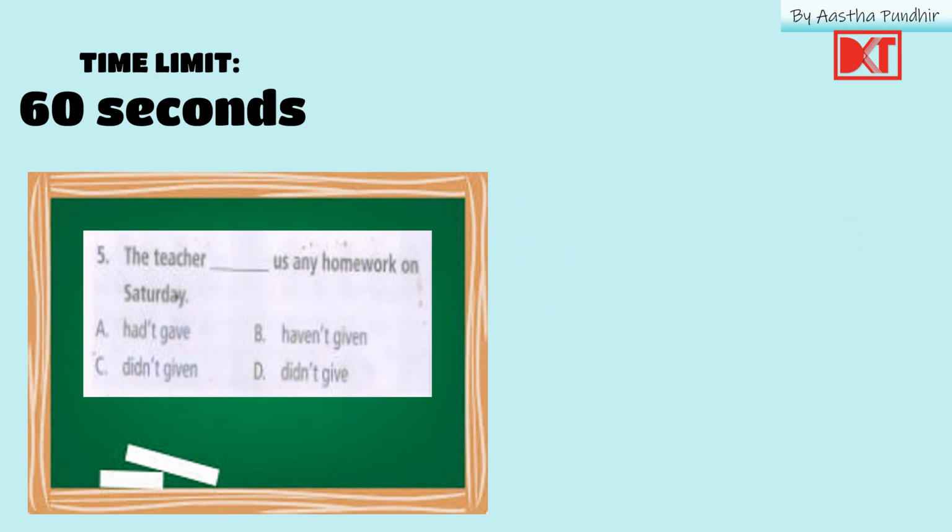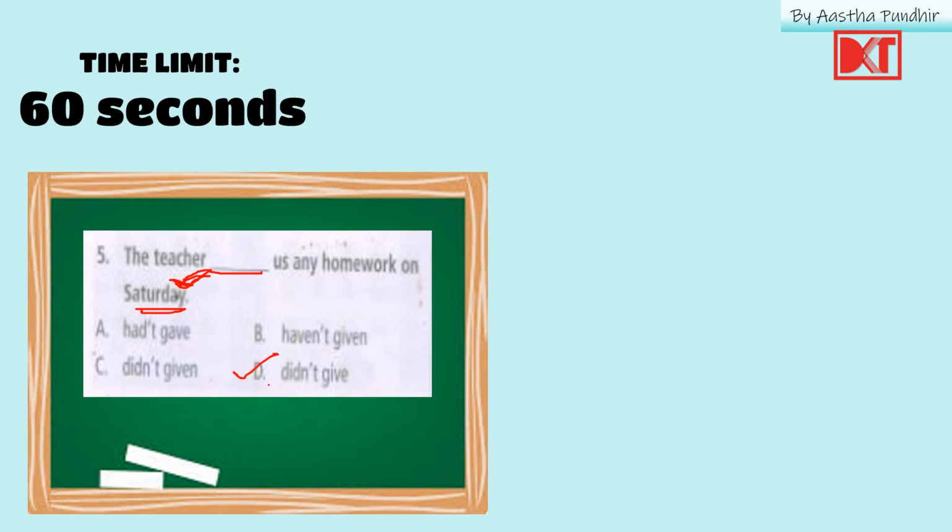Okay, here: the teacher dash us any homework on Saturday. So here we will be forming, now this is Saturday, assuming this is in the past, because we only have two options, either simple past or present perfect. Assuming this to be past, we will be forming simple past. So for simple past we have the teacher here did not give. The correct answer is D.